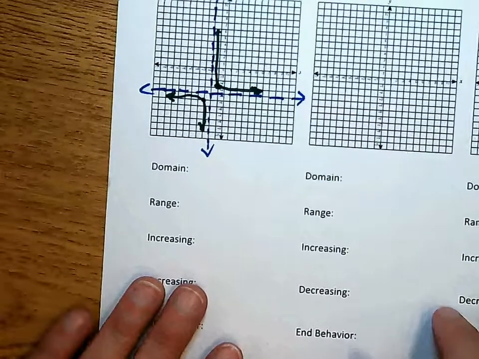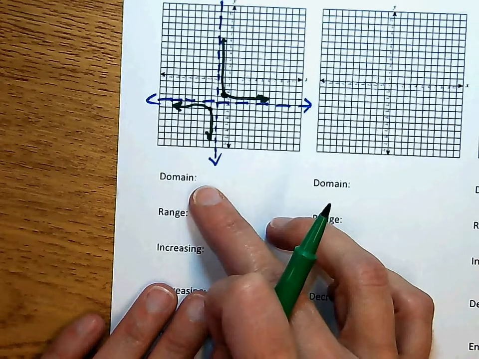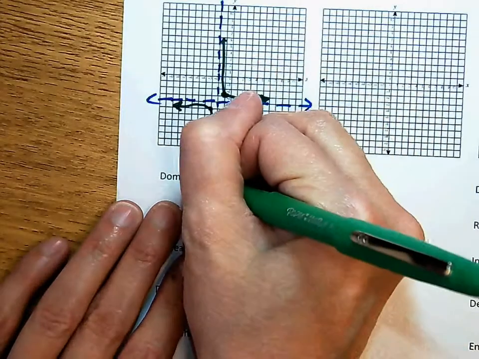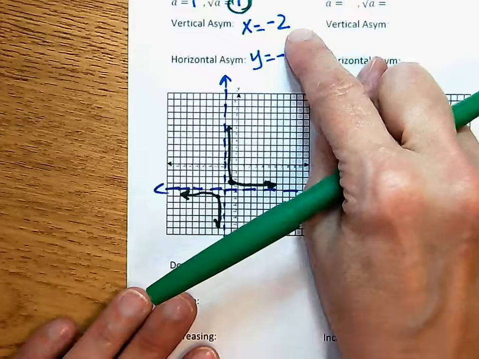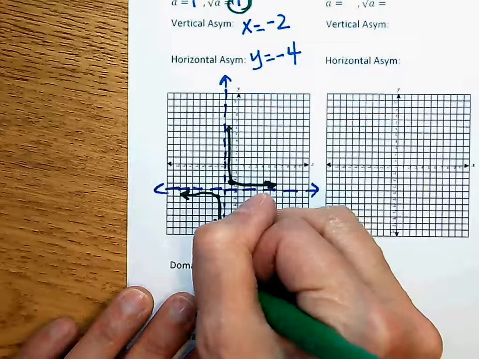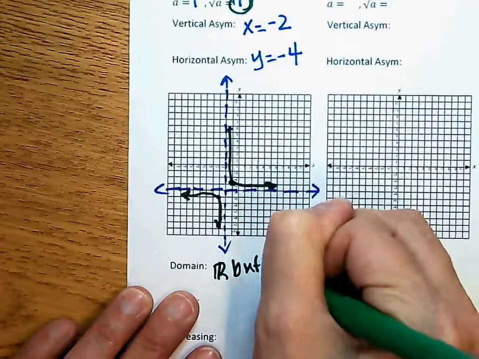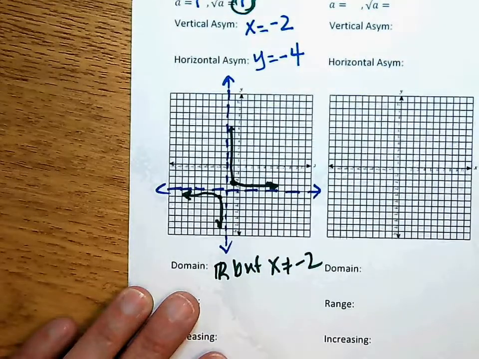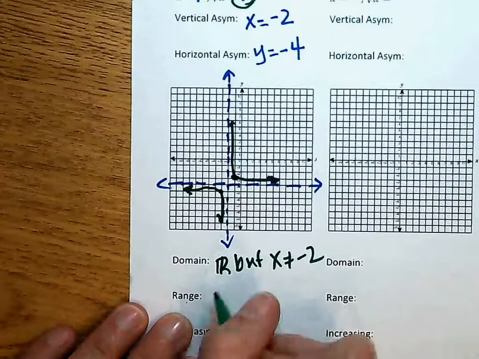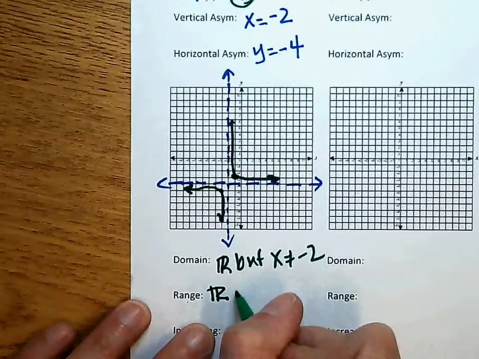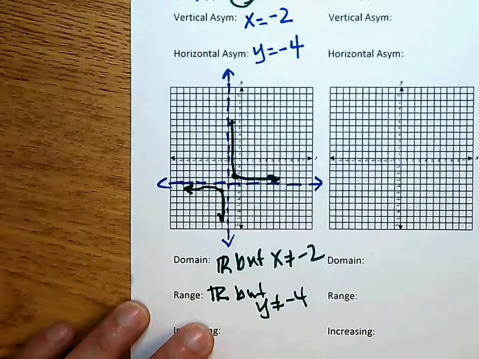Okay, so now let's look here. The domain: all real numbers except that x does not equal -2. Good. Use your vertical asymptote. That's where it tells you it can't be equal. So all real numbers, but x cannot be equal to -2. Range: all real numbers, but y cannot be equal to -4. Good.